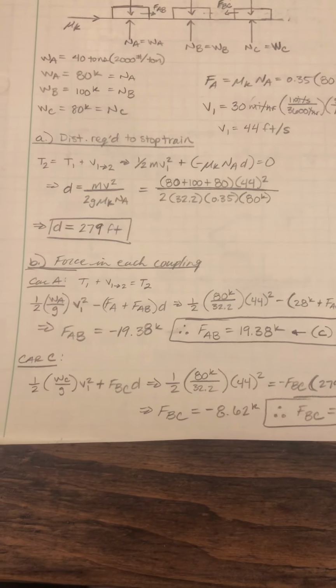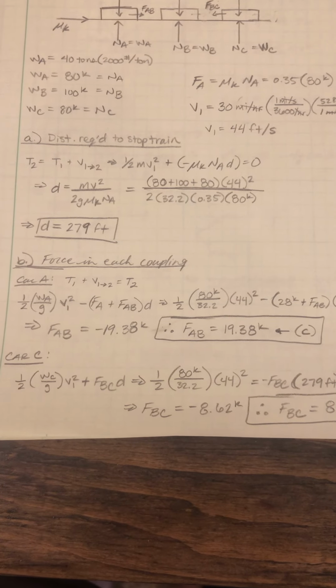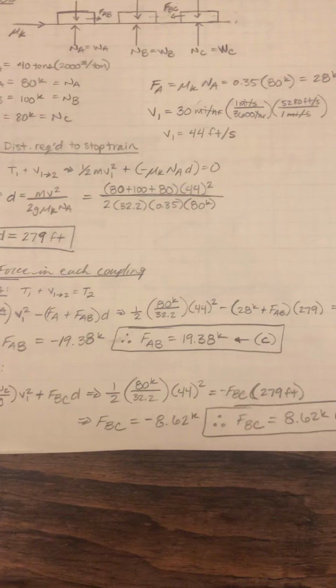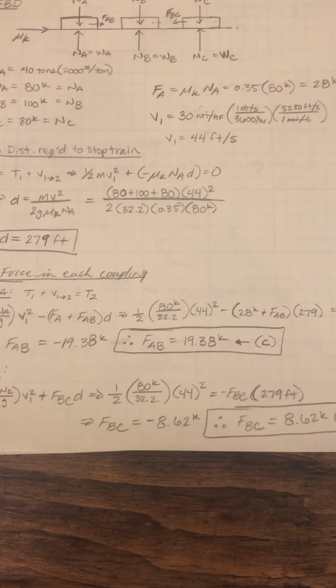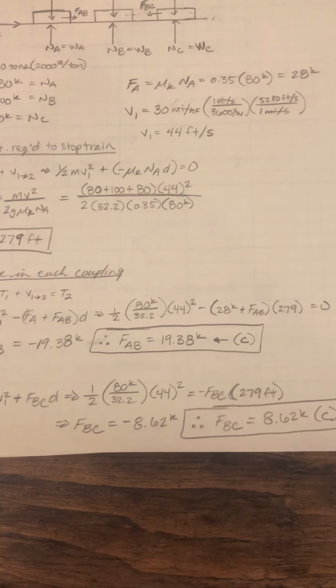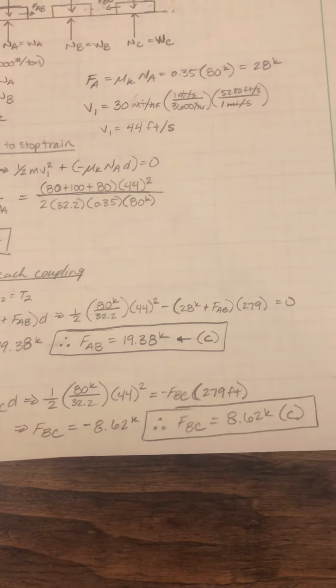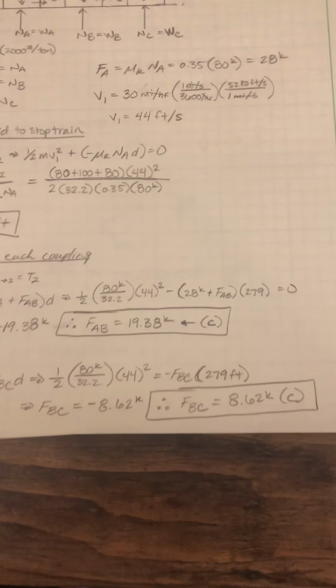And then at car C, or coupling BC, once again, plug in the values and manipulate the equation to find force at BC is equal to negative 8.62 kips, or force at BC is equal to 8.62 kips in compression.